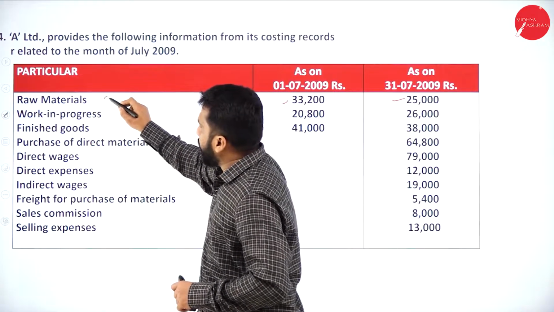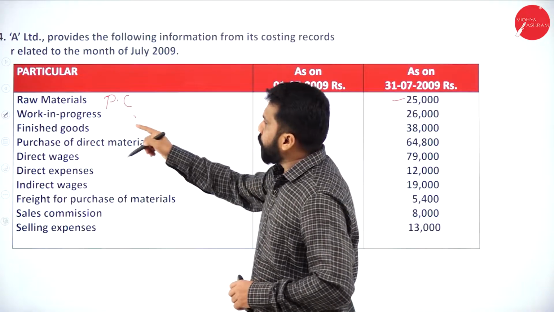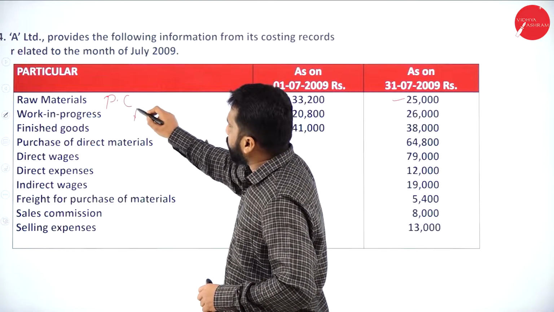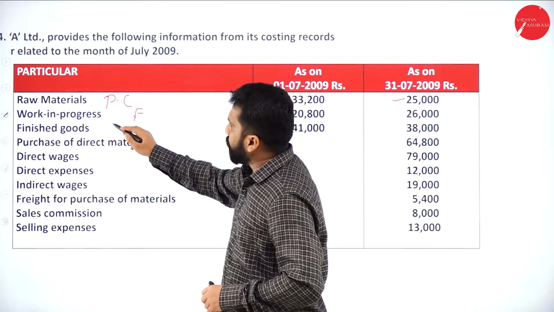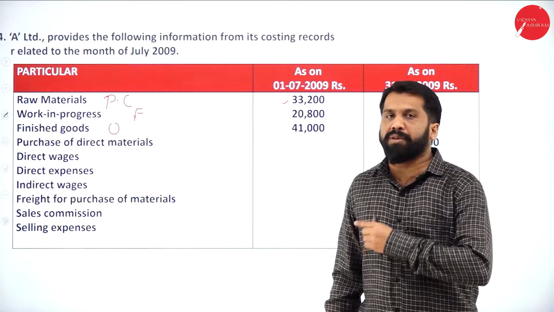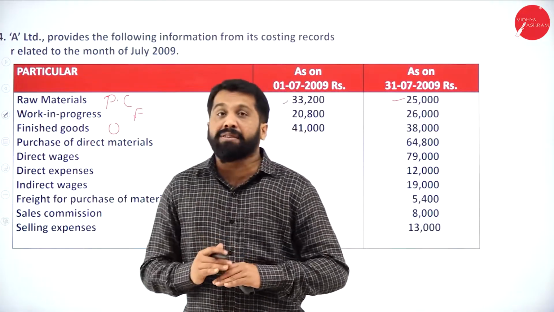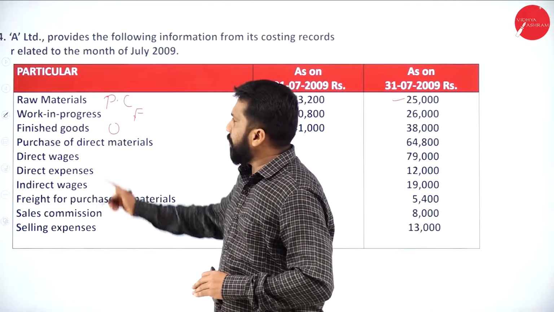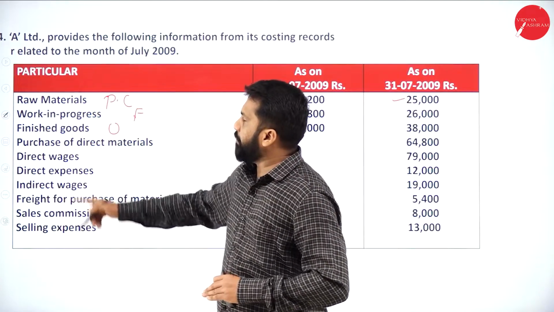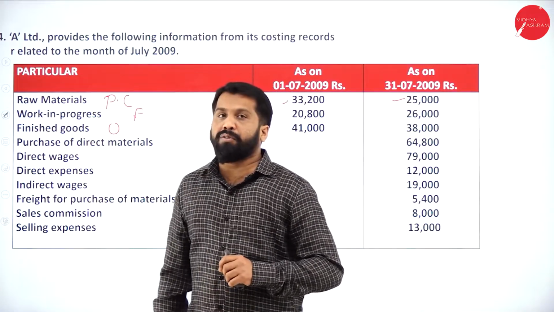Remember, raw material comes under prime cost. Then, work in progress comes under factory. Finished goods comes under office. This is always you are supposed to remember. Why? Because in the question paper, if you get these things, never commit a mistake. Remember, raw material always for prime, work in progress for factory, finished goods for office.